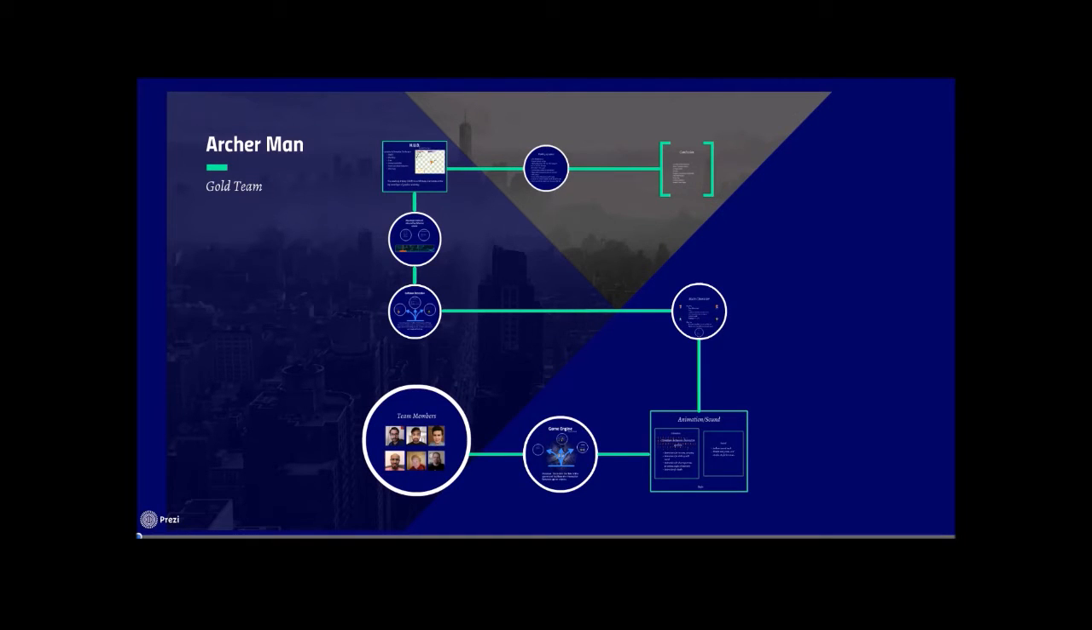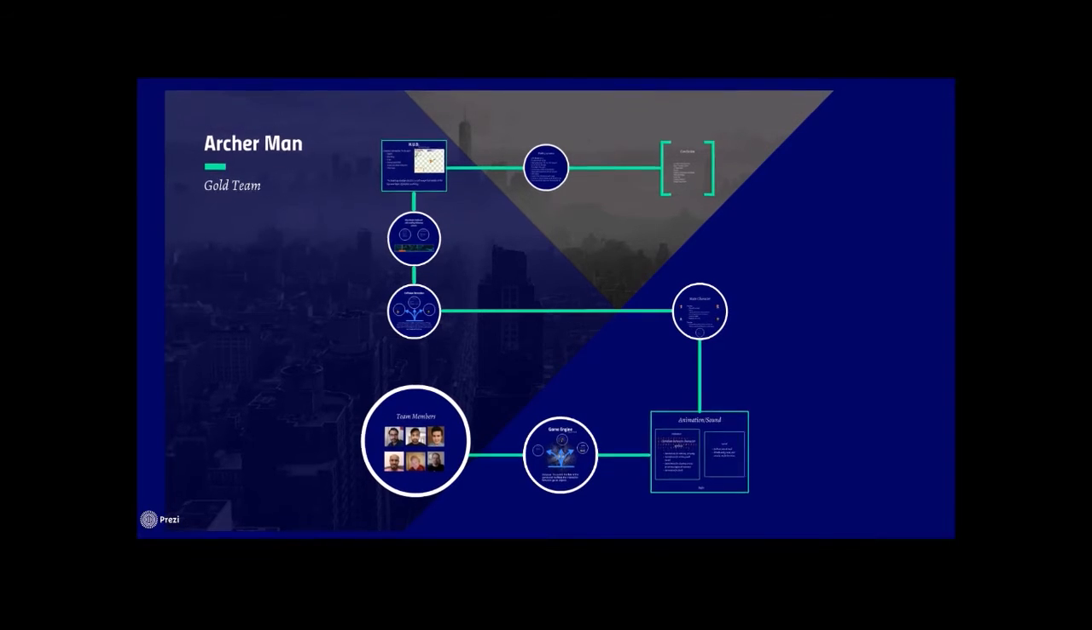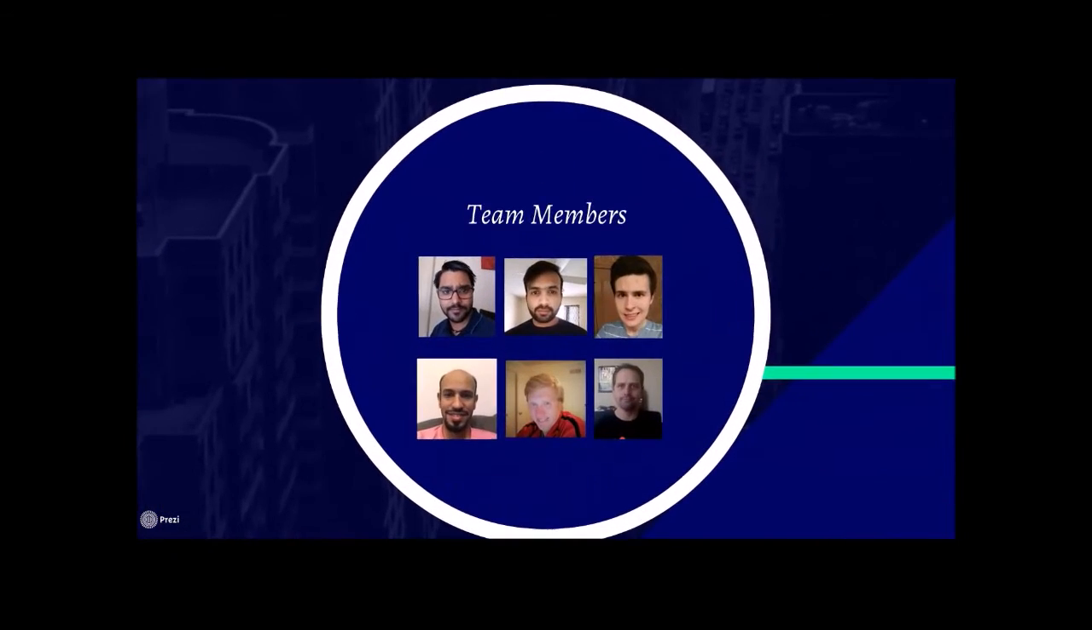I am Gold Team Scrum Master, and we are going to be presenting Archer Man. These are our team members. From left to right, on the top we have Rajiv, Faiz, myself, Josh, Michelle, Caleb, and Gordon.